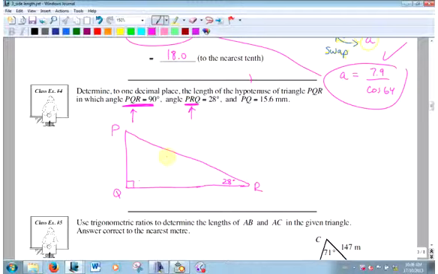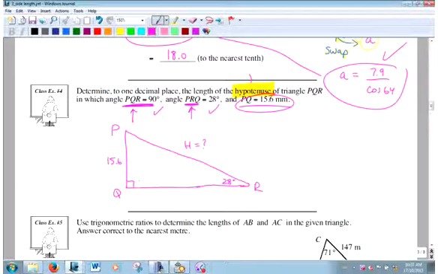PRQ is 28. Is that the middle one? Am I sandwiching it? Yes. And do that, move your pencil along. What else do I know? PQ is 15.6. That's here. If I got the 2 pieces of information right the first time, then I'm not going to have a problem with this. And what am I trying to find? I'm trying to find the hypotenuse.